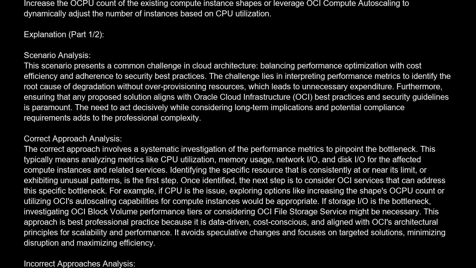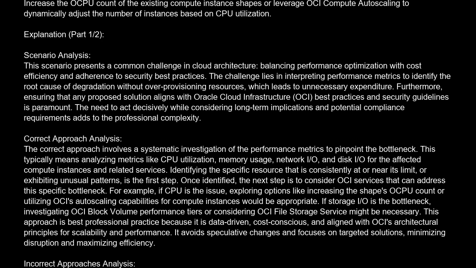Correct approach analysis. The correct approach involves a systematic investigation of the performance metrics to pinpoint the bottleneck. This typically means analyzing metrics like CPU utilization, memory usage, network I/O, and disk I/O for the affected compute instances and related services. Identifying the specific resource that is consistently at or near its limit or exhibiting unusual patterns is the first step. Once identified, the next step is to consider OCI services that can address this specific bottleneck. For example, if CPU is the issue, exploring options like increasing the shape's OCPU count or utilizing OCI's auto-scaling capabilities for compute instances would be appropriate.